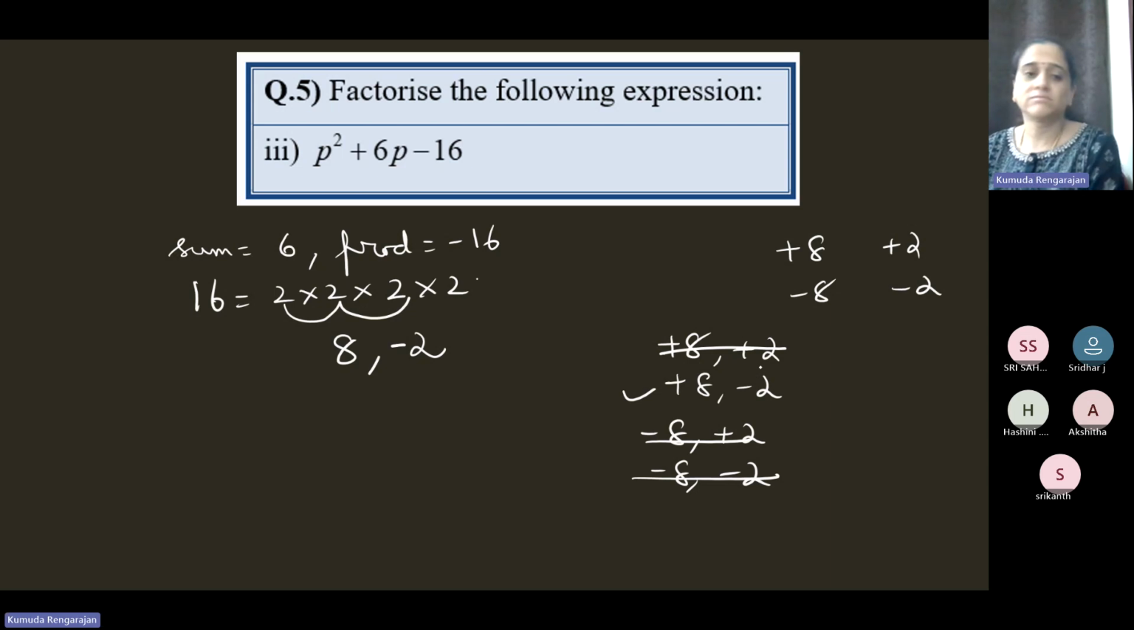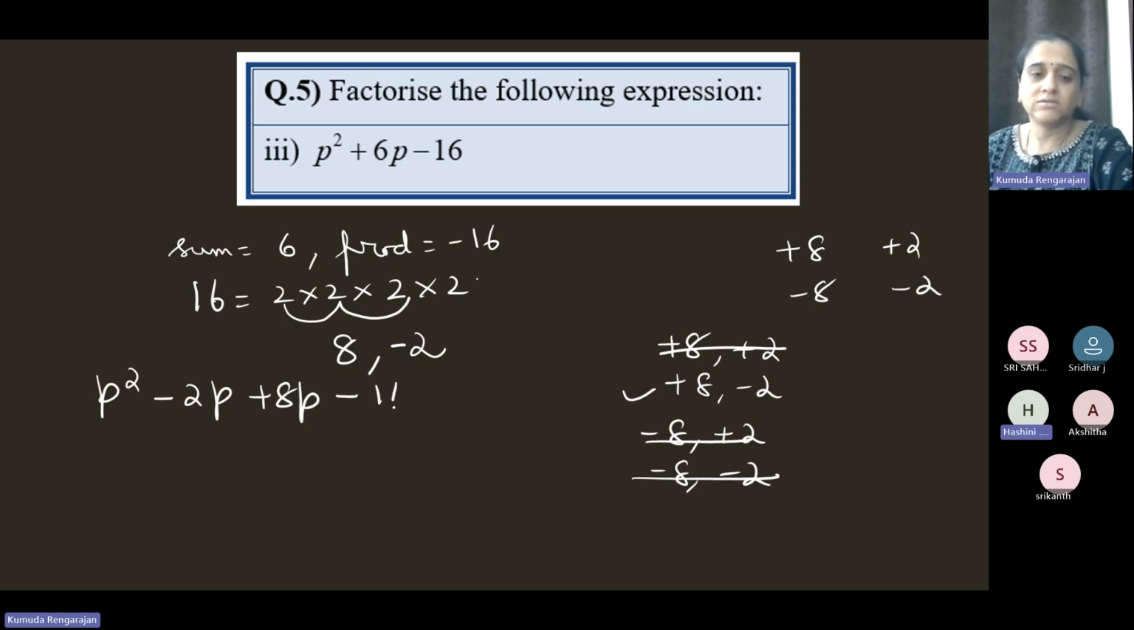P square. So p squared minus 2p plus 8p. Any order you can write. You can write +8p, anything, -2p, then +8p, minus 16. Any order. Then when? P bracket P plus 8. No, P minus 8. You see here.